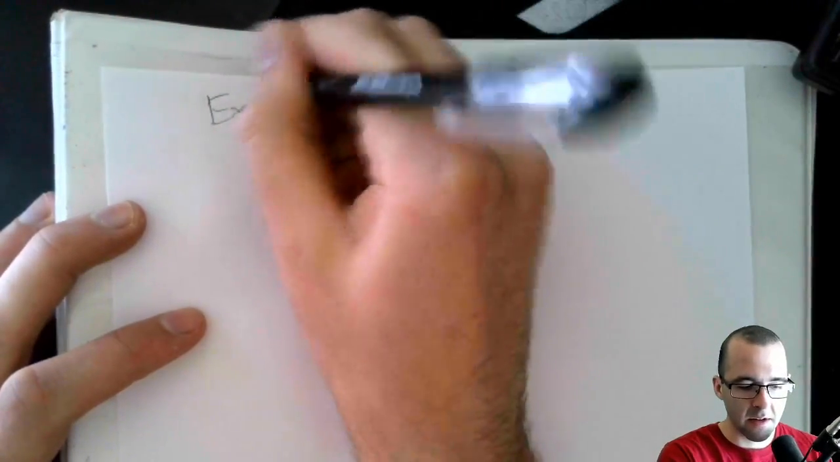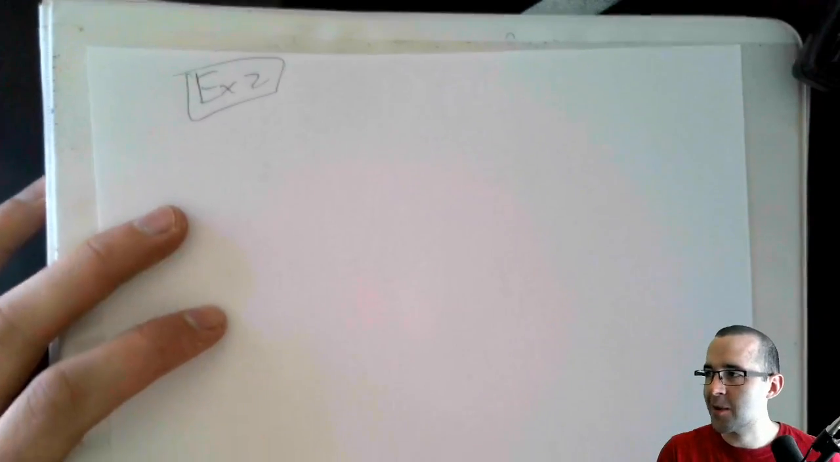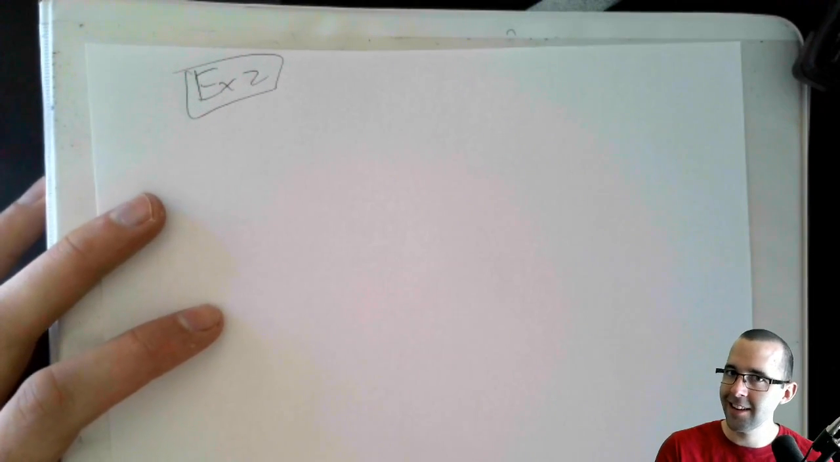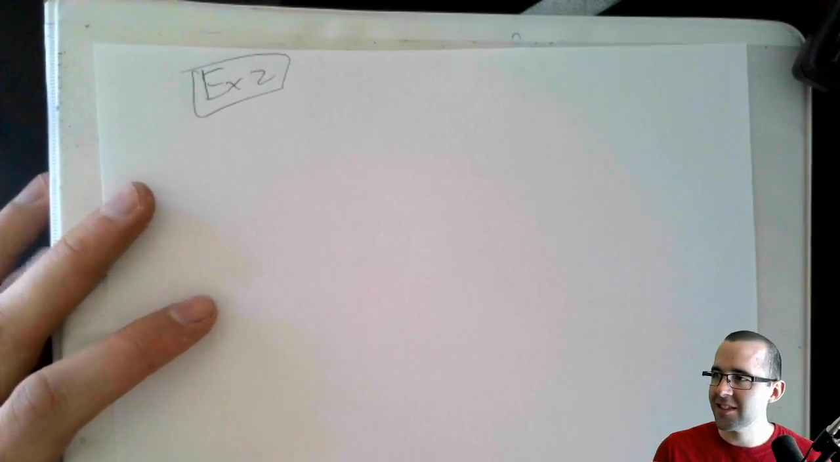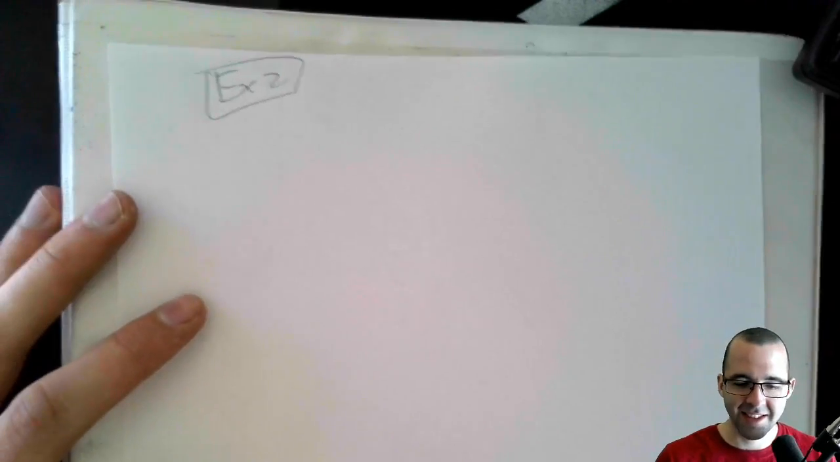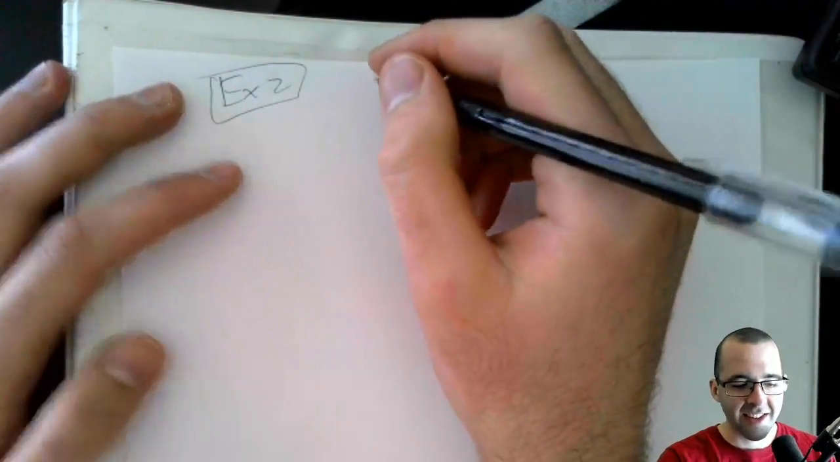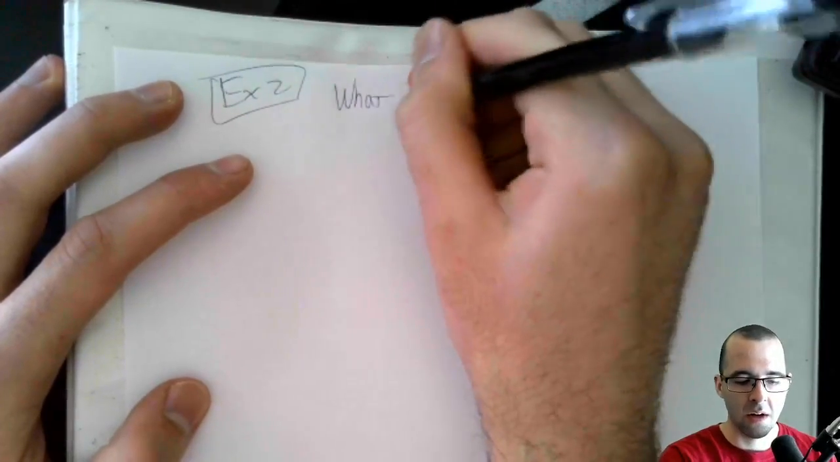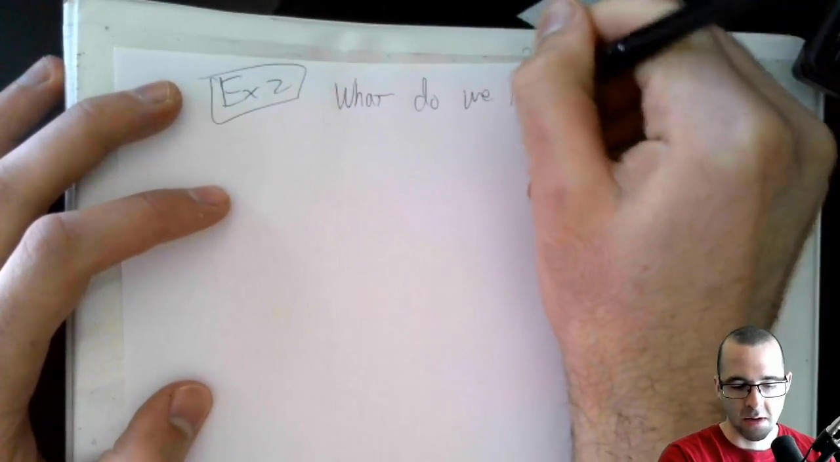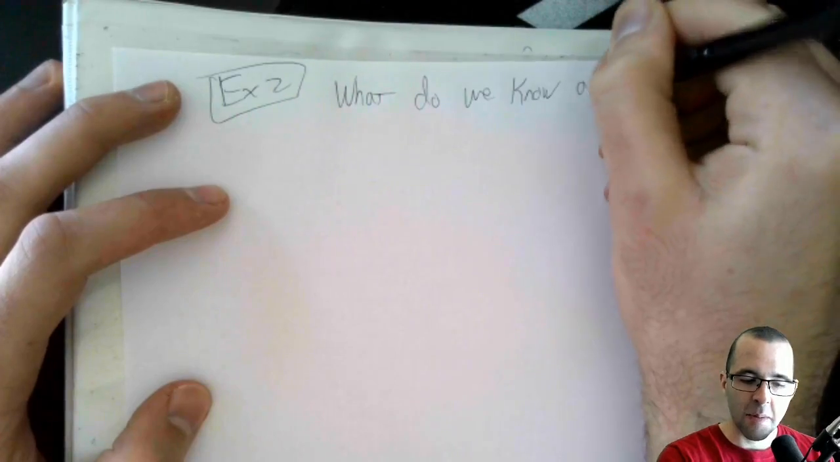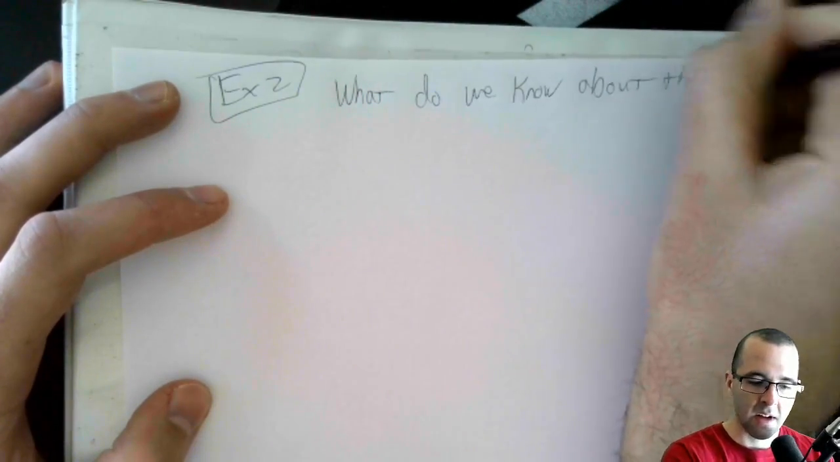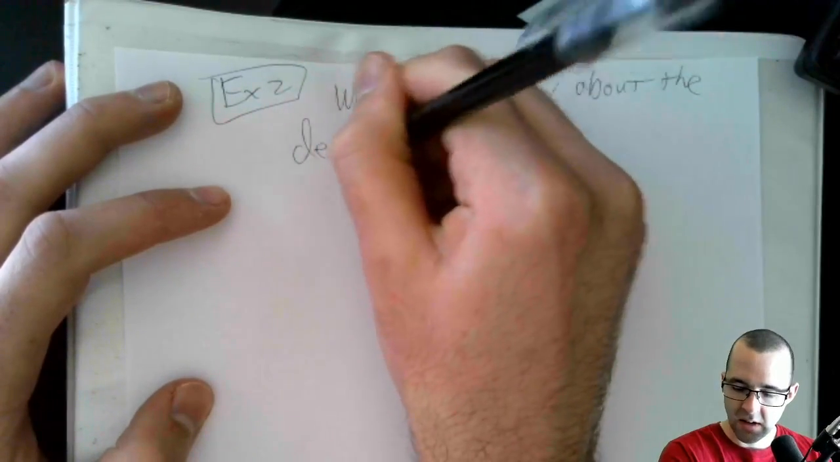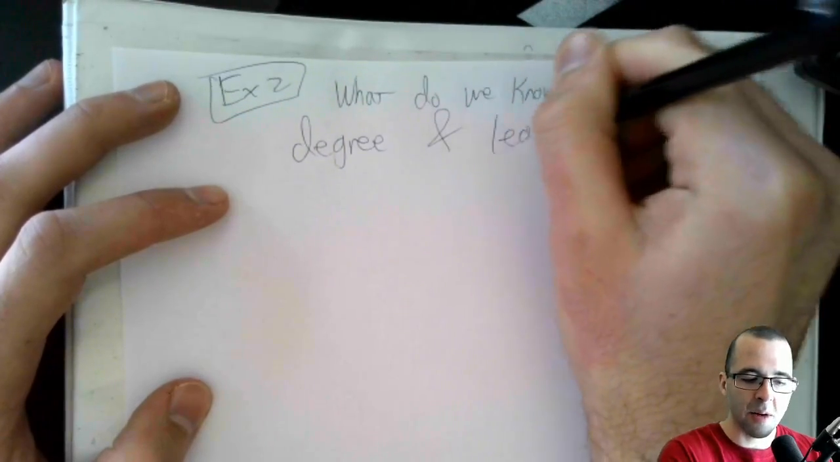Let's move on to example two. Example two, we're going to go backwards. Okay? We went forwards, and now we're going to go backwards. What do we know about the degree and leading term of the following?